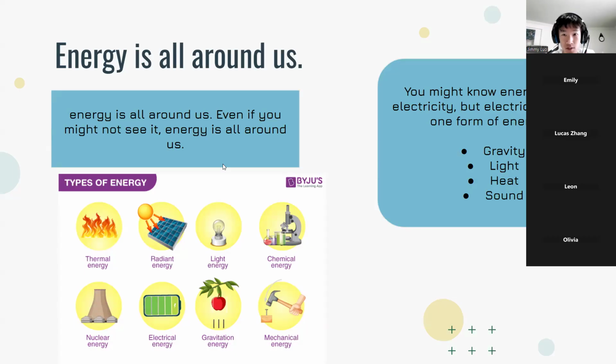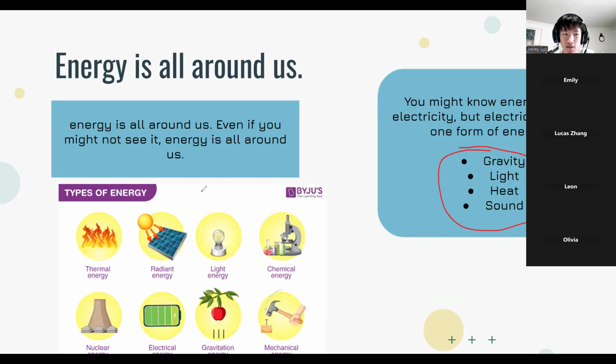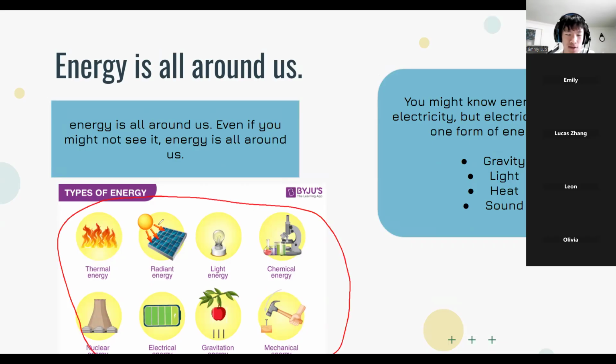You may know energy from electricity or from the foods you eat, but electricity is literally just one form of energy. There are different types of energy, and more specifically, we have gravity, light, heat, and sound energy. So everything is energy. We also have a bunch of other energies right here: thermal energy, radiant energy, light energy, chemical energy, gravitational energy, and electrical energy, like what you are familiar with. Basically, there are many different types of energy, and energy is all around us.